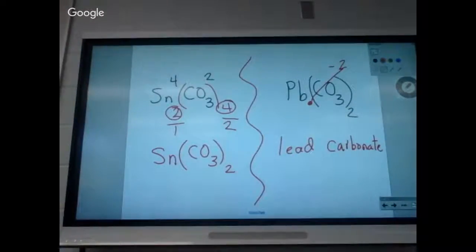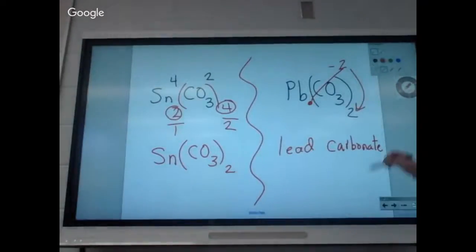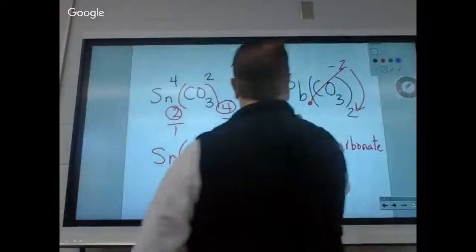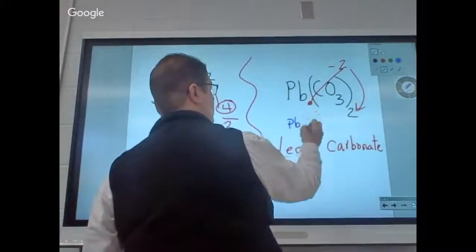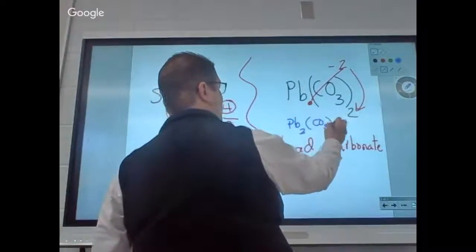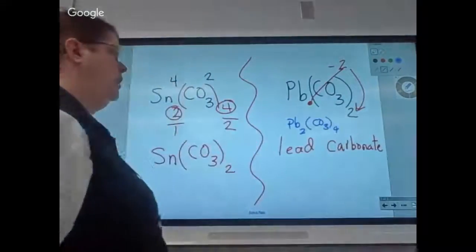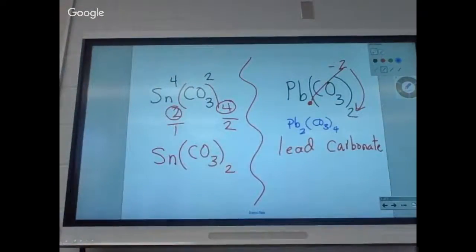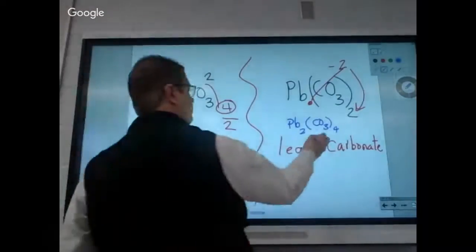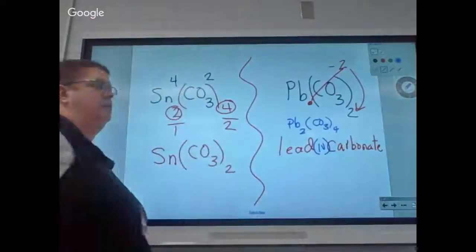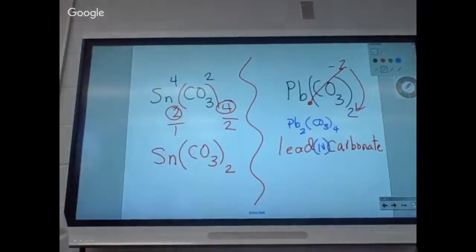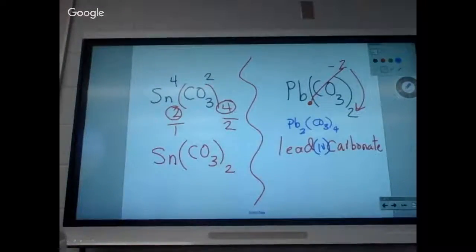It was reduced. So now you need to take the 2 and multiply it through the formula. And you know that it was Pb2(CO3)4. Okay? So what number came from the lead? 4. That's how you do that. You have to check the second element. Okay? Anything else on naming?